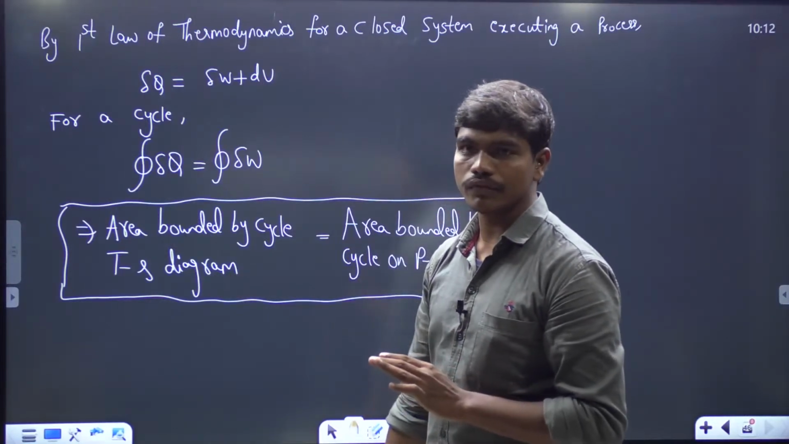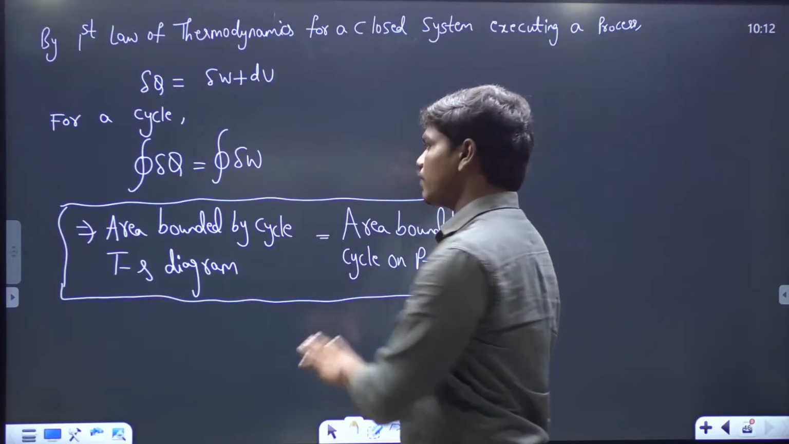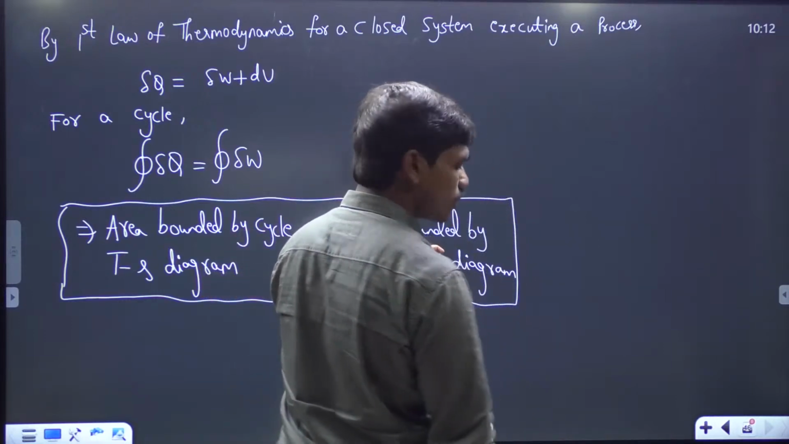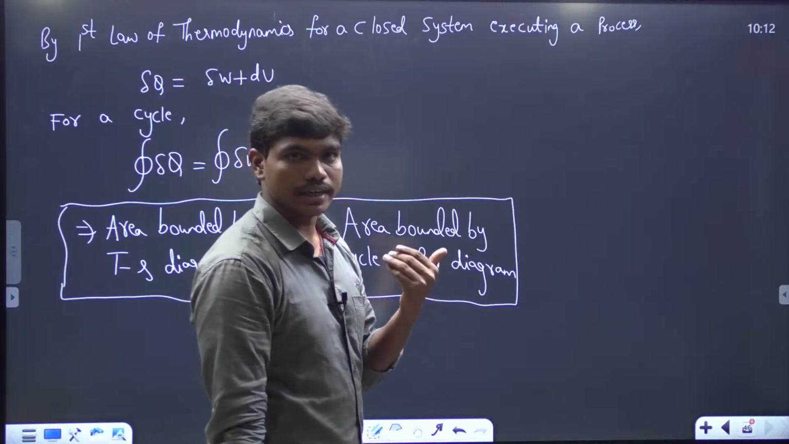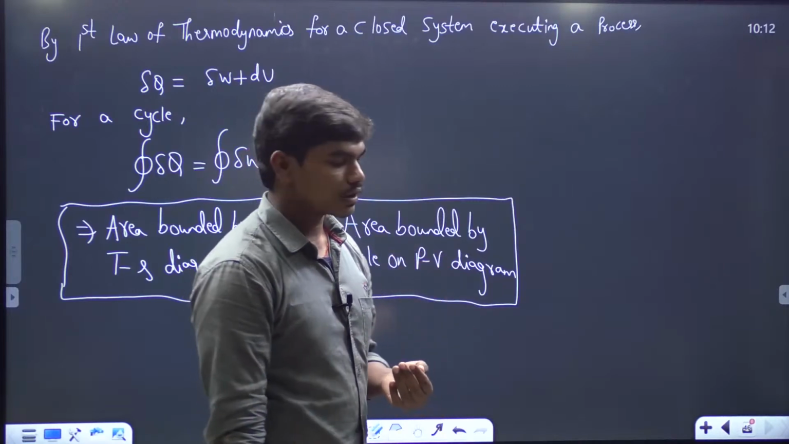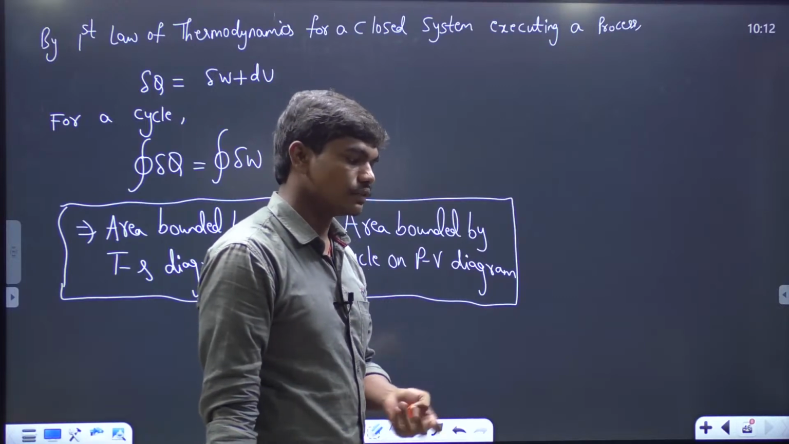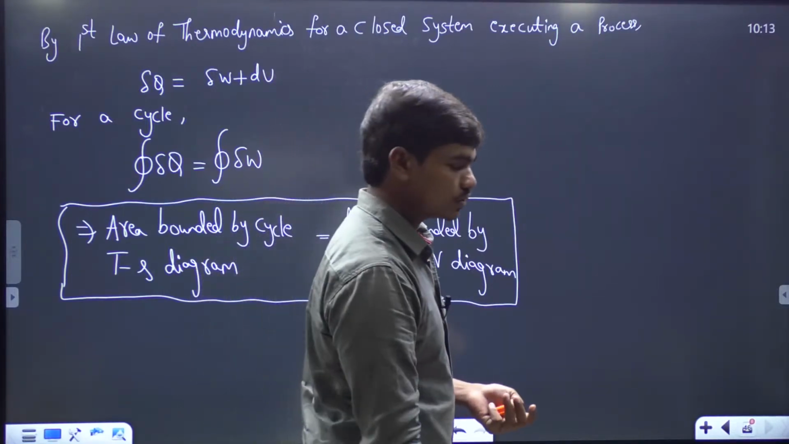Clear? Understandable to all of you? Did you all understand why the area bounded by the cycle on the TS diagram is equal to the area bounded by the cycle on the PV diagram? Because the total change in internal energy is 0. Clear to all of you? Yes, Vamsi, Arvind, Vijay. Okay, Chanav, fine.